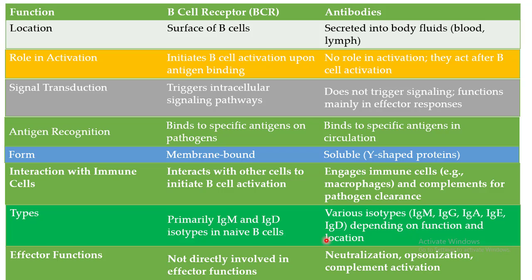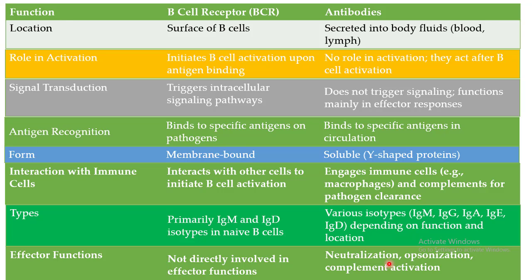And the effector functions: whenever you talk about the neutralization mechanism, the B cell receptors are not directly involved in the effector function because they are going to be responsible for the production of the secreted antibodies. And the secreted antibodies are then going to go for different effector functions like neutralization, opsonization, and complement activation. So these are the major differences between the B cell receptor and the antibody.